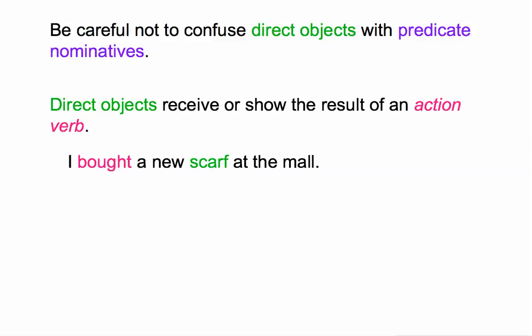So, an example: "I bought a new scarf at the mall." Bought is my action verb. What did I buy? A scarf. That's my direct object.